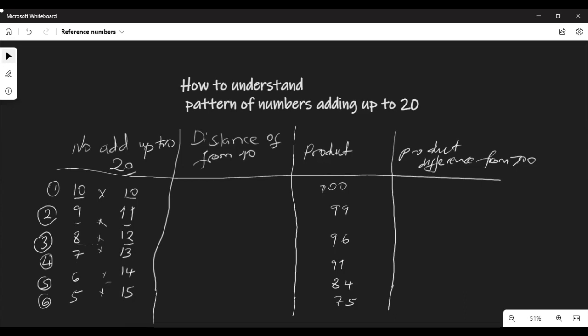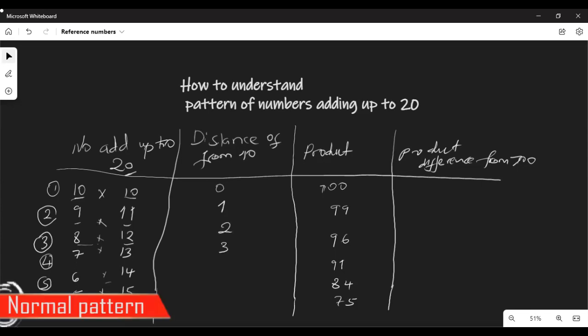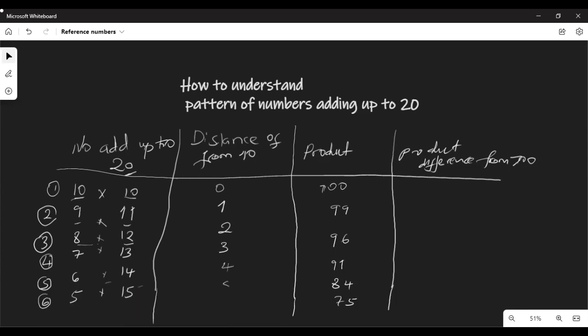So I'm just reducing. So the difference from this, the distance of the number we are multiplying from 10. So for example, I will use here 10. So the first one is 0. Second one from 10, 9, 10 minus 9, that one becomes 1. 10 minus 8 becomes 2. 10 minus 7 becomes 3. 10 minus 6 becomes 4. And 10 minus 5 becomes 5. Okay.